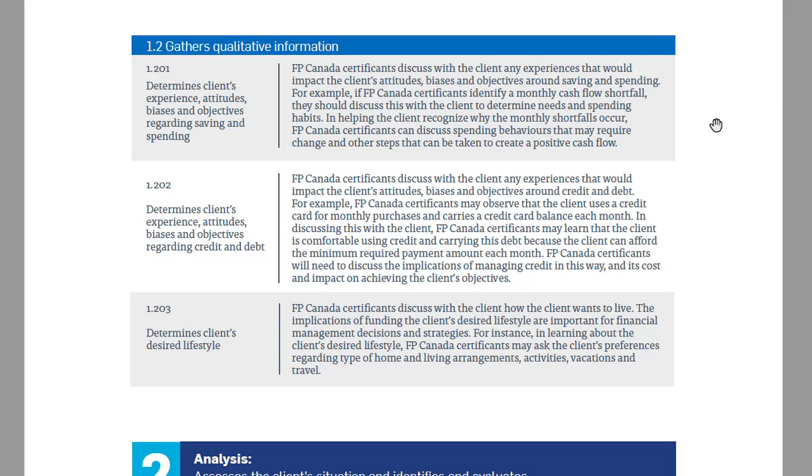So if we look at that one, FP Canada certificants discuss with the client any experiences that would impact the client's attitudes, biases, and objectives around savings and spending. For example, if FP Canada certificants identify a monthly cash flow shortfall, they should discuss this with the client to determine needs and spending habits. In helping the client recognize why the monthly shortfall occurs, FP Canada certificants can discuss spending behaviors that may require change and other steps that can be taken to create a positive cash flow.